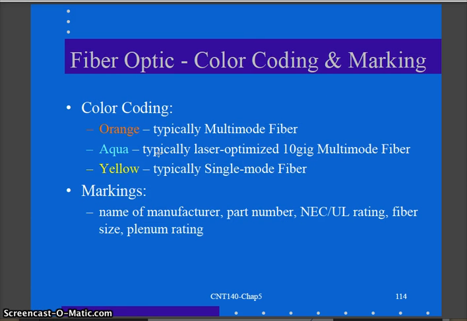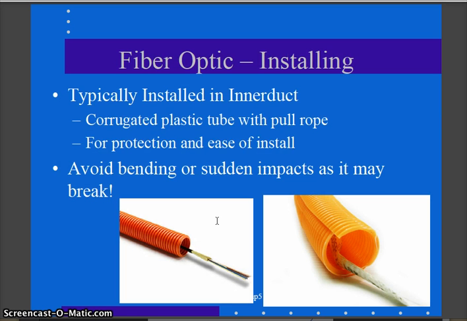Other things you run into with fiber optic is color coding. Typically, if you look at the insulation on the fiber, orange is typically multi-mode fiber. Fiber that is aqua colored, a bluish color, is typically laser optimized 10 gig multi-mode, and yellow fiber is typically single mode fiber. That's just a general rule of thumb. Again, you would want to look at the marking on the side of the cable, just like we did with twisted pair. I will see something about manufacturer, part number, rating, typically fiber size. This is where you pay attention to those numbers we talked about earlier. And then a plenum rating. I would typically find those things on the side of the fiber.